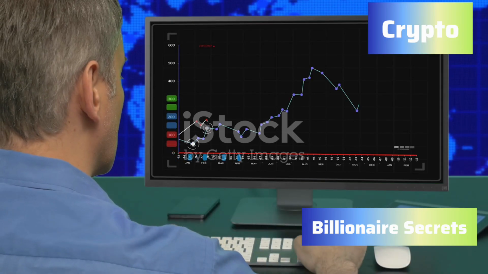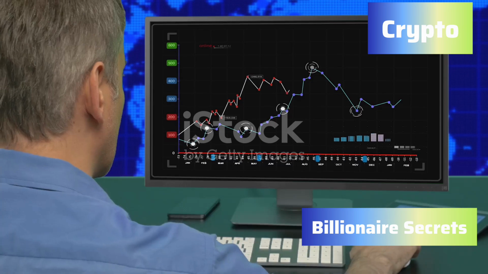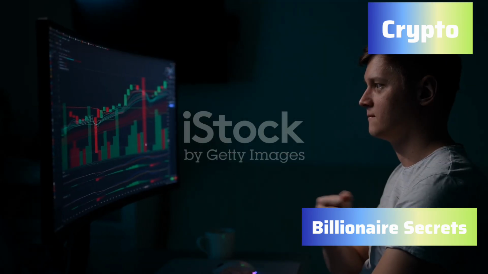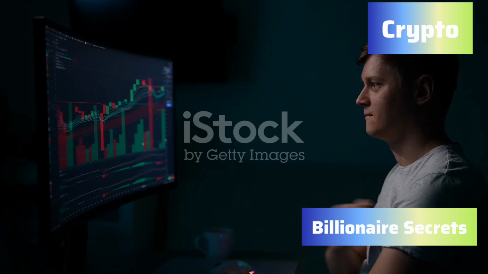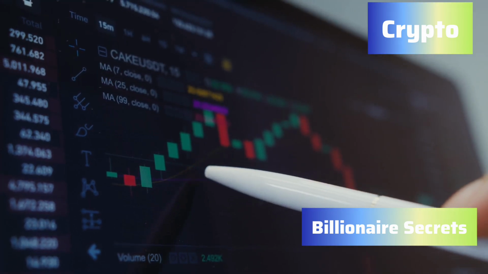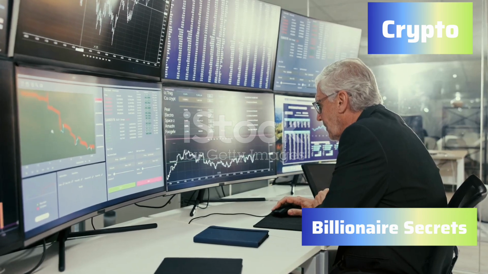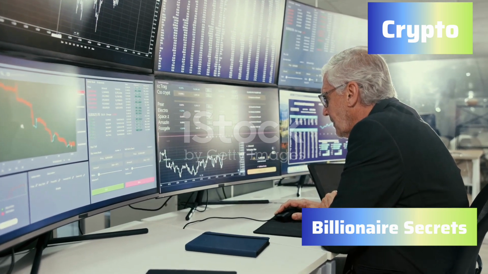The Moving Average Convergence Divergence, or MACD, is a favorite tool for many traders. It's popular because, well, it's both simple and effective. The indicator helps traders understand the direction and strength of a market trend. It was created by Gerald Appel in the late 1970s.